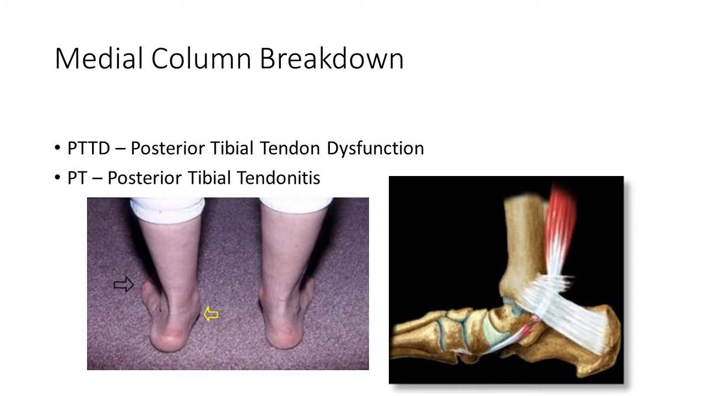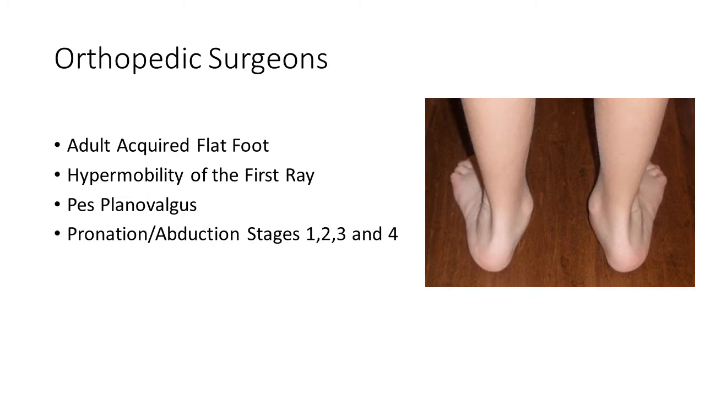They tend to use the term posterior tib to describe this problem as a kind of big generic term. Orthopedic surgeons prefer the term adult acquired flat foot. They also tend to talk about the hypermobility of the first ray. Pes planovalgus is a term that us orthotists tend to use. But it's interesting, they've decided that they need to have stages, and they talk about the different stages of, I guess, adult acquired flat foot. And I do think it's worthy of consideration in terms of describing the degree of the deformity. I just don't see that it's anything more than that.